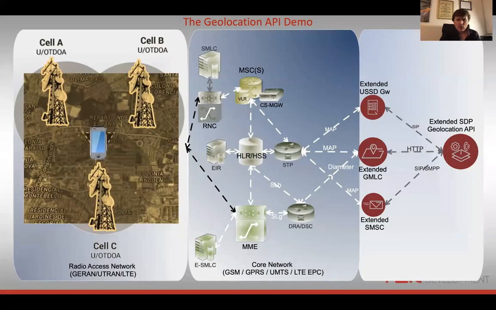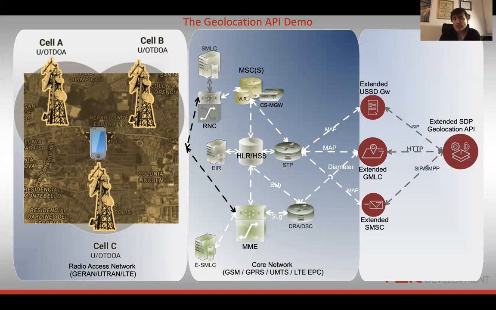So graphically represented here with some animation. Let's say that the USSD session initiator dials *911* a number hash like this, which will reach the extended USSD gateway by means of MAP. Then the extended USSD gateway will translate that MAP message into SIGTRAN to get to the extended SDP and call the Geolocation API according to its routing rules.